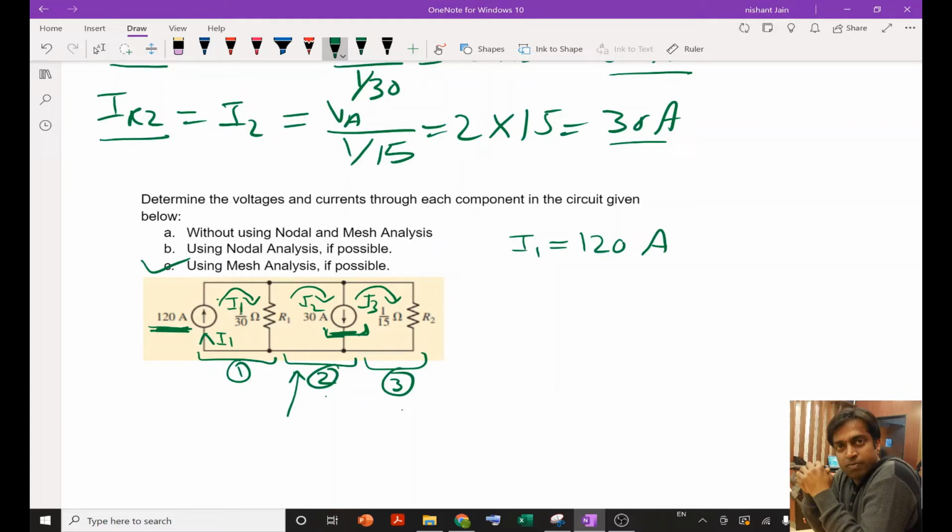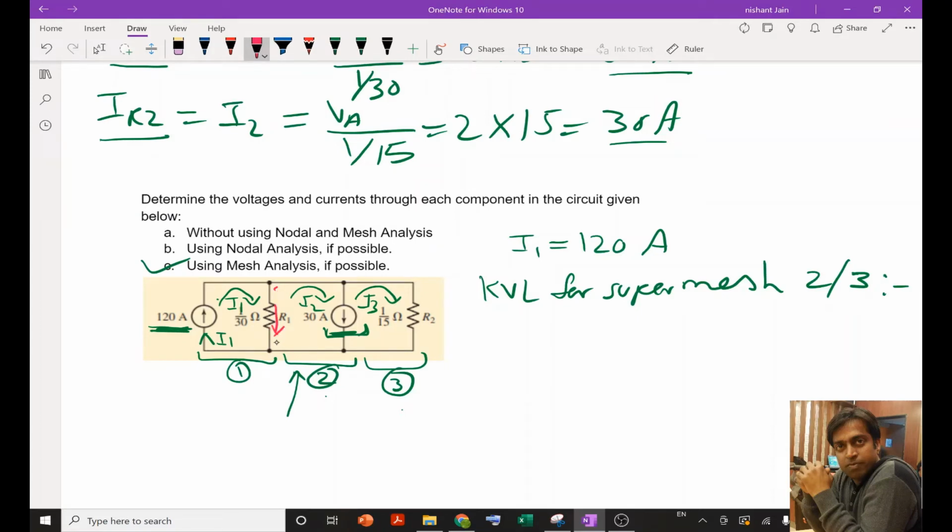So if I combine loop 2 and loop 3, and then write KVL for the super mesh 2, 3, it means that I need to write the KVL including this R1 resistance and R2 resistance. Let me assume the current direction of this R1 to be in the downward direction, this way.